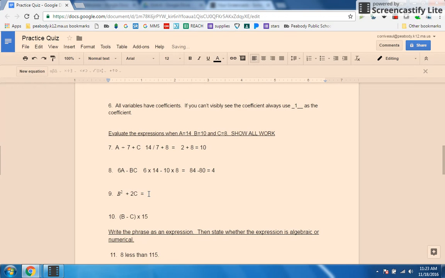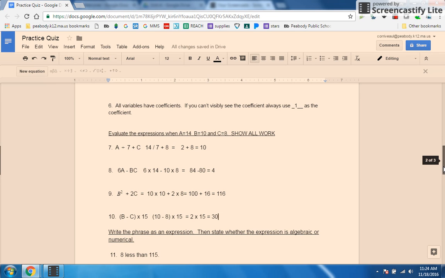Okay, number 9, B to the second power is B times B. So in this case, 10 times 10 plus 2C is 2 times whatever C is, which is 8. Order of operations, you're going to multiply first, so that's going to become a 100 plus a 16. So your answer is 116. Okay, last one, B minus C is in parentheses, so you would do that first. So that is 10 minus 8 times 15. So that's going to be 2 times 15, which equals 30.